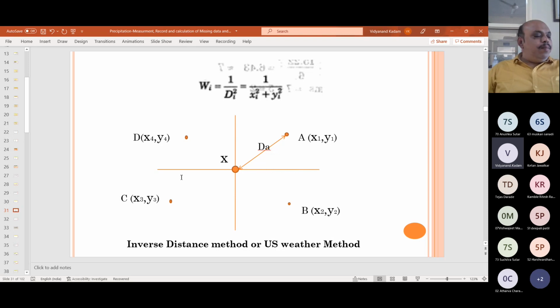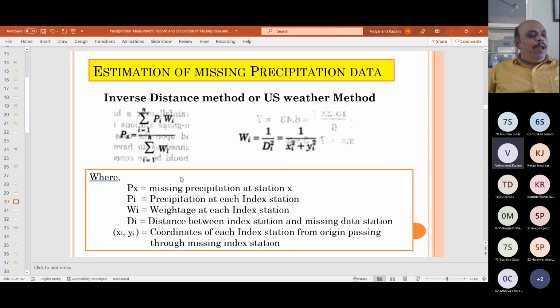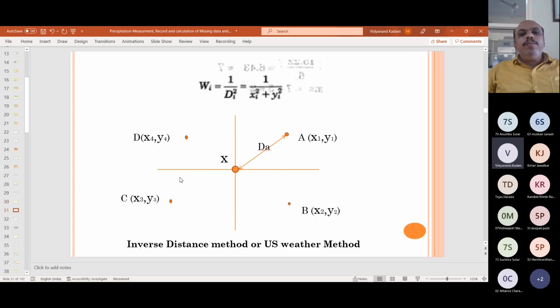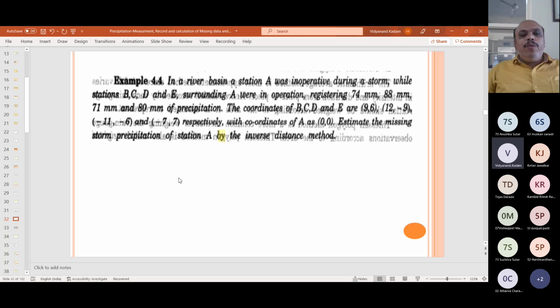It is considered as the origin, and with respect to that, the coordinates of stations A, B, C, and D can be easily worked out, and from these coordinates it is possible to calculate dA, dB, dC, dD, and hence WA, WB, WC, and WD, and from that, using this formula, it is possible to work out Px. Again, we have solved one problem on this during our practicals.